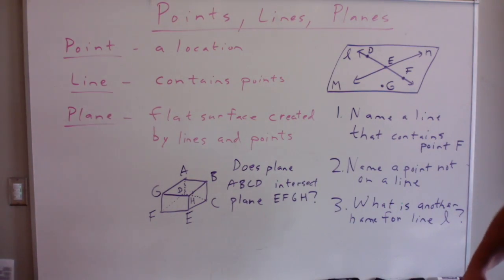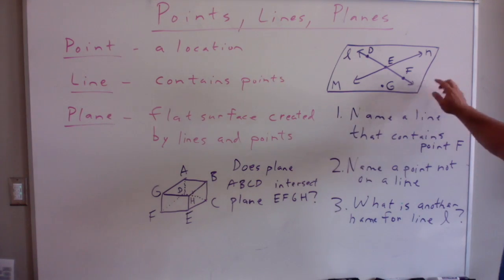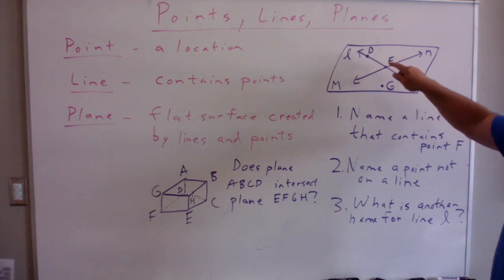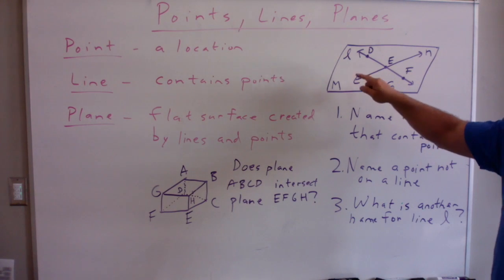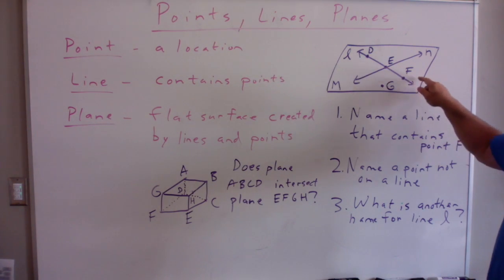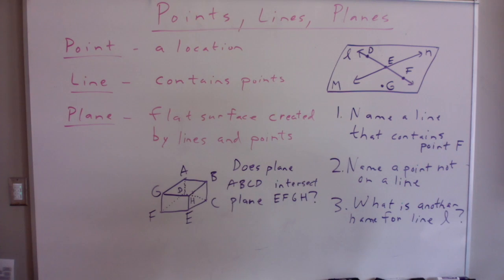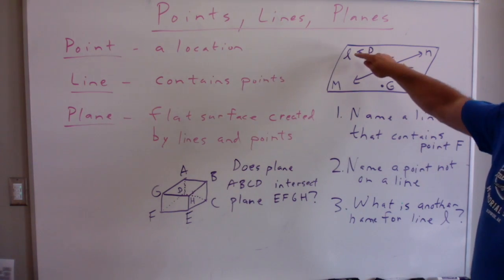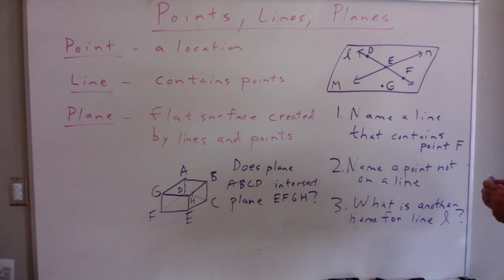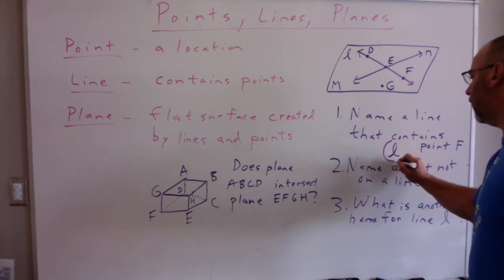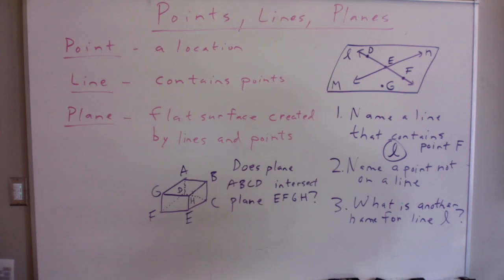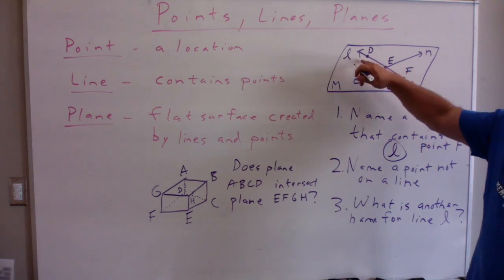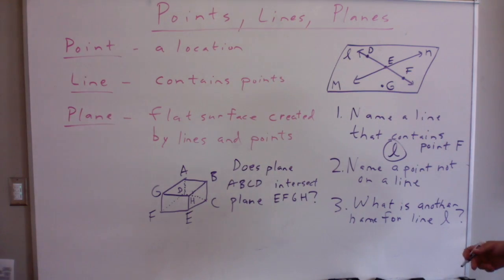So let's take a look at this picture here. This is plane M, and it contains lines L and N. On line L are the points D, E, and F, and then there's a point G over here. Name a line that contains point F. So which line up here contains point F? There's point F. What's the line? The line here would be line L. Okay, so line L would contain that point, okay? Line L also contains D and E, and it contains many other points.